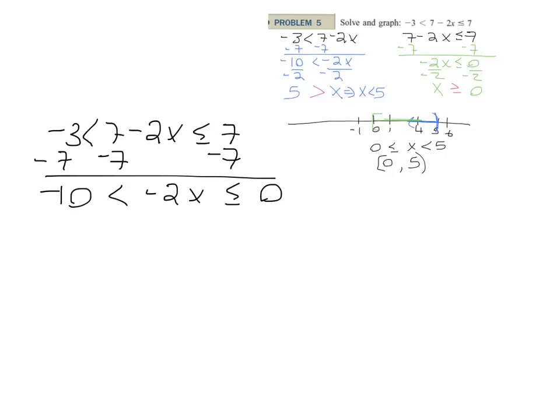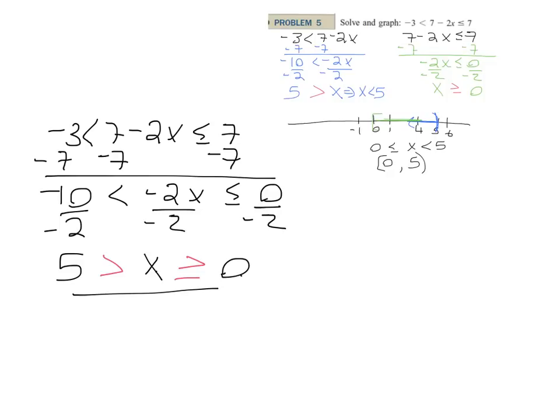And now you got to divide everything by a negative 2, and so that big old alarm goes off in your head. So we got 5, switch your inequality, x, switch your inequality, 0. So x is greater than 0 but less than 5. So if you'll notice, this is in the wrong order. So 0 is less than or equal to x, which is less than 5. Always goes smallest to biggest. You'll notice we have the exact same thing.